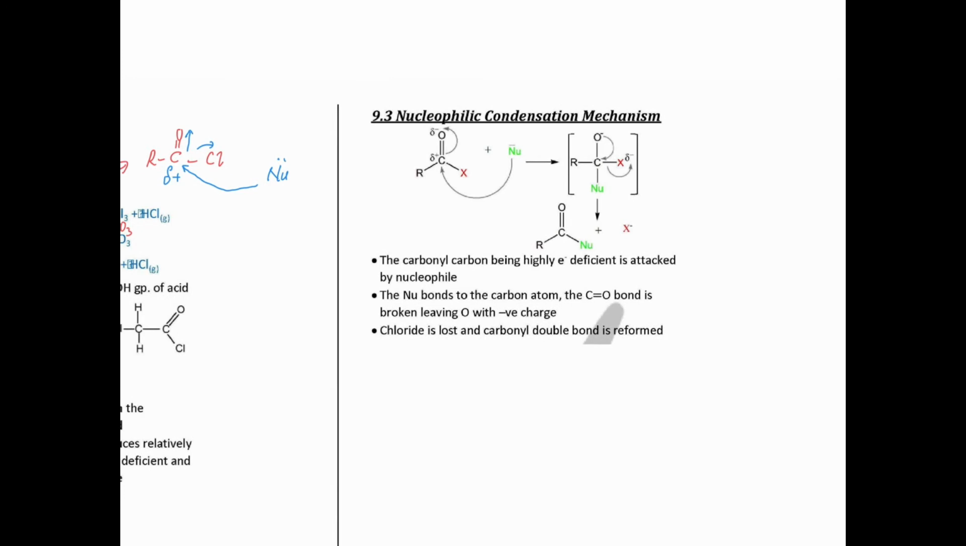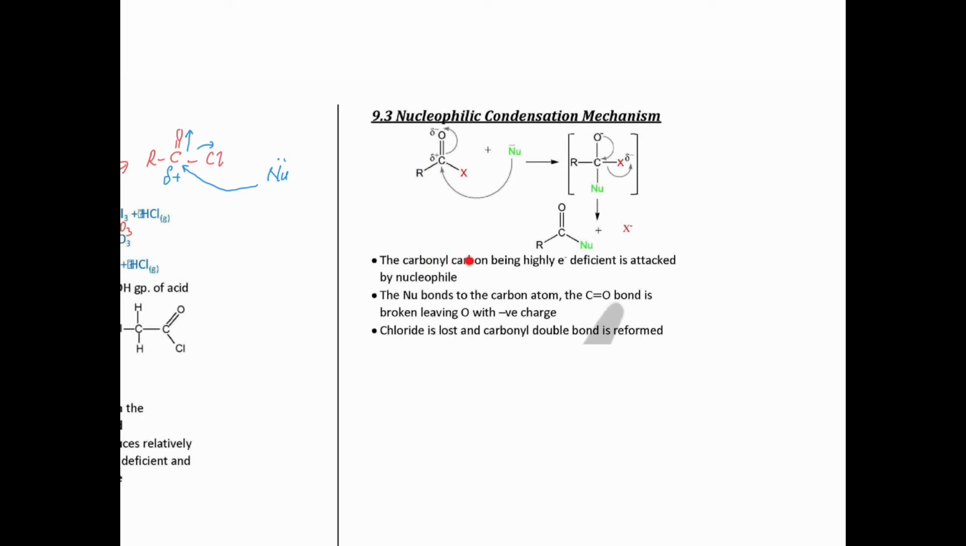So let's look at the next page, 9.3, nucleophilic condensation mechanism. What happened here is the nucleophile attacks this carbon, forming a new covalent bond. The double bond of the oxygen becomes a single bond, and the oxygen takes a negative charge as the electrons from the double bond go up here. To stabilize the situation, the X has to be removed, the double bond is reformed, and X minus is lost through heterolytic fission. This is the new product. Basically Cl is replaced by the nucleophile.